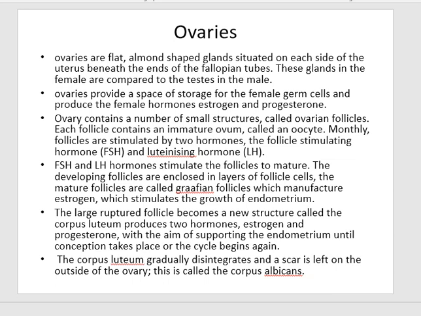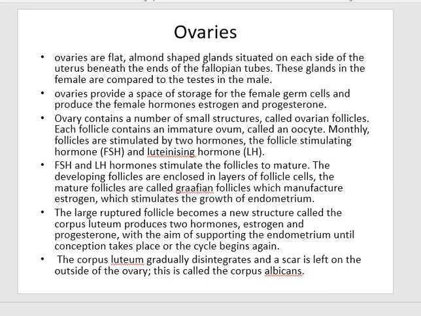Ovary contains a number of small structures called ovarian follicles. Each follicle contains an immature ovum called the oocyte. Monthly, follicles are stimulated by two hormones: FSH, follicle stimulating hormone, and LH, luteinizing hormone. FSH and LH come from the pituitary gland in the brain. It stimulates the follicle to mature. One of the ovarian follicles undergoes maturation.